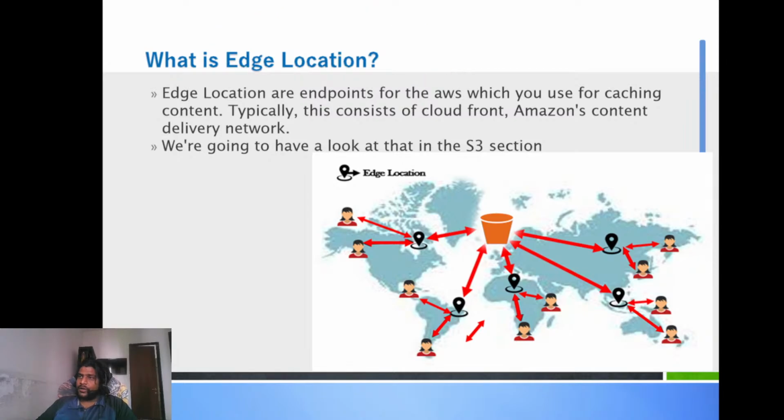We are going to learn more about caching and how we can enable that. But as of now, just understand what an edge location is. They are actual physical servers where the cached data is stored. So edge locations are the endpoints for AWS which are used to cache the content. Typically, they are used by CloudFront. We are going to learn CloudFront. We have dedicated 2 classes for CloudFront, Amazon's Content Delivery Network. Okay, we are going to learn about it in S3.